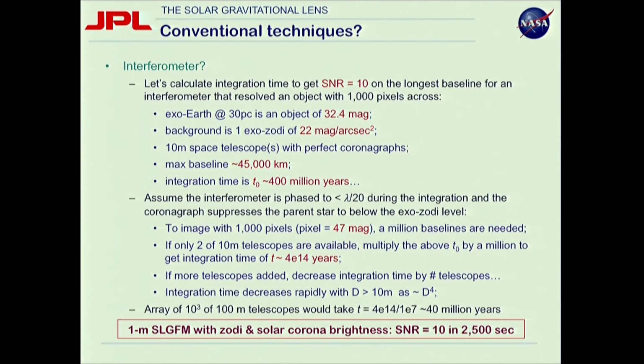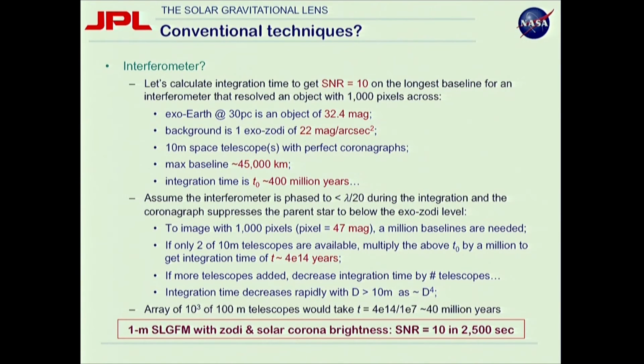If I'm talking about an interferometer, to get a resolving power of 0.5 nanoarcseconds, I have to have an interferometer with baselines of roughly 6 times the diameter of the Earth. So if I have two 10-meter telescopes forming the interferometer, the integration time to beat down the shot noise will take us roughly 400 million years to get a signal-to-noise ratio of 10. And that's not imaging yet, we're just resolving.